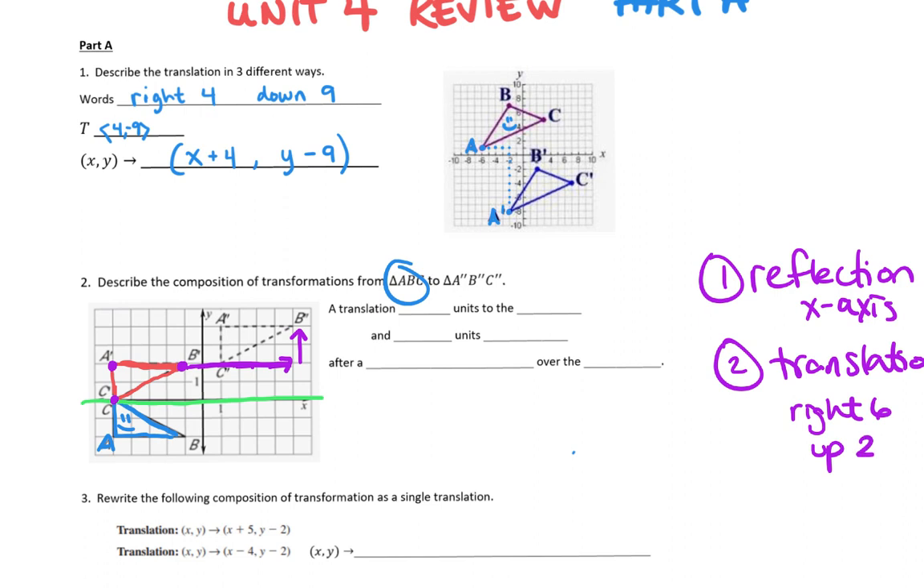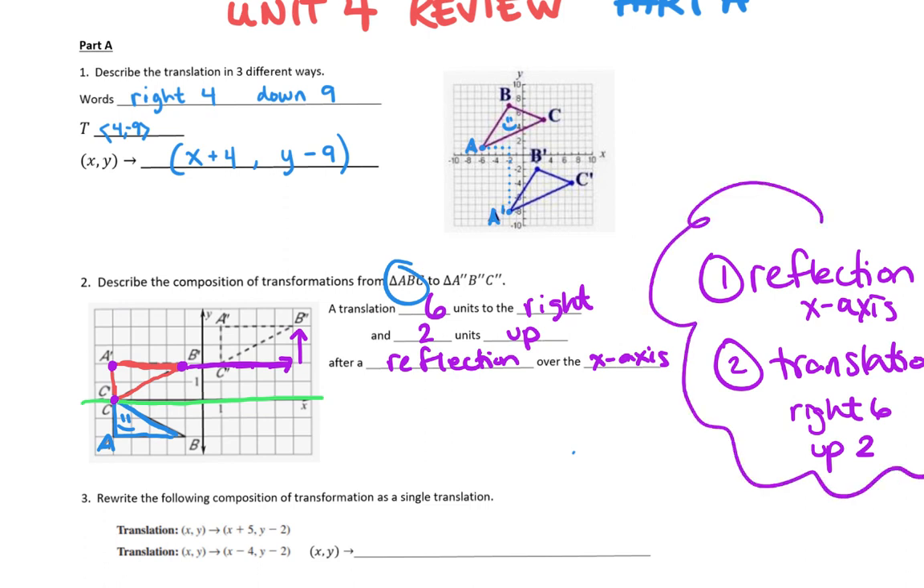All right, so I don't really like the way this question was worded because it's kind of backwards. It says a translation blank units to the blank. So it was a translation that was 6 units to the right and 2 units up. After A, so this was the first thing that we did, was the reflection over the x-axis. So I don't really like the way they worded it because it's kind of backwards, but we figured it out on our own over here.